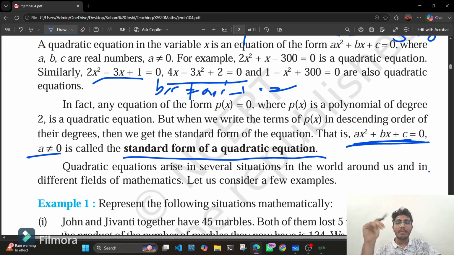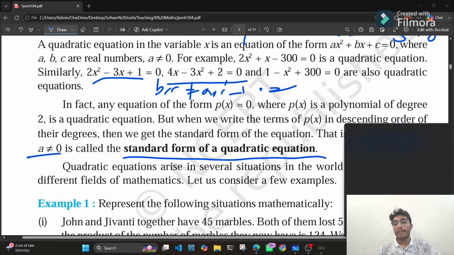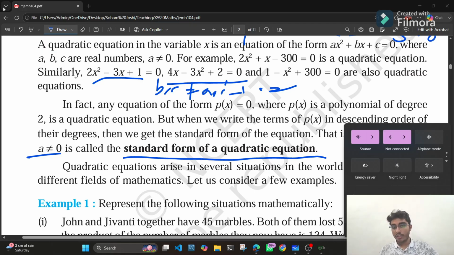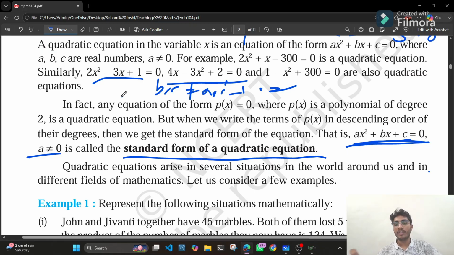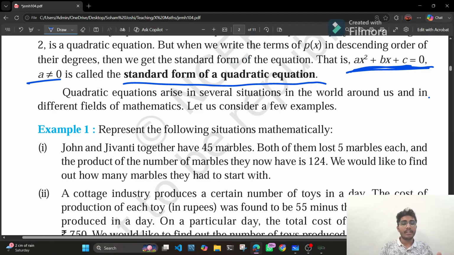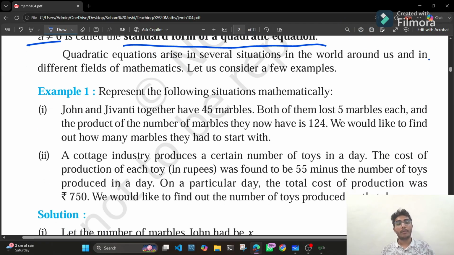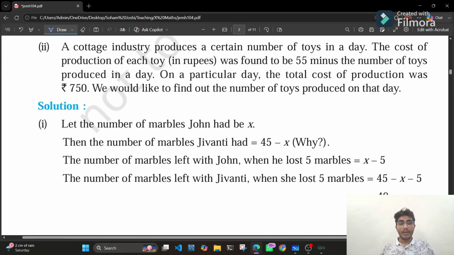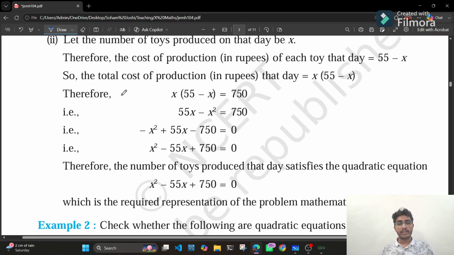The only thing you need to remember is that you can compare the equation with the standard form of the quadratic equation, that is ax square plus bx plus c, and a is not equal to 0. That is the only condition we need to check whether a given polynomial is a quadratic equation or not. I hope this is clear.